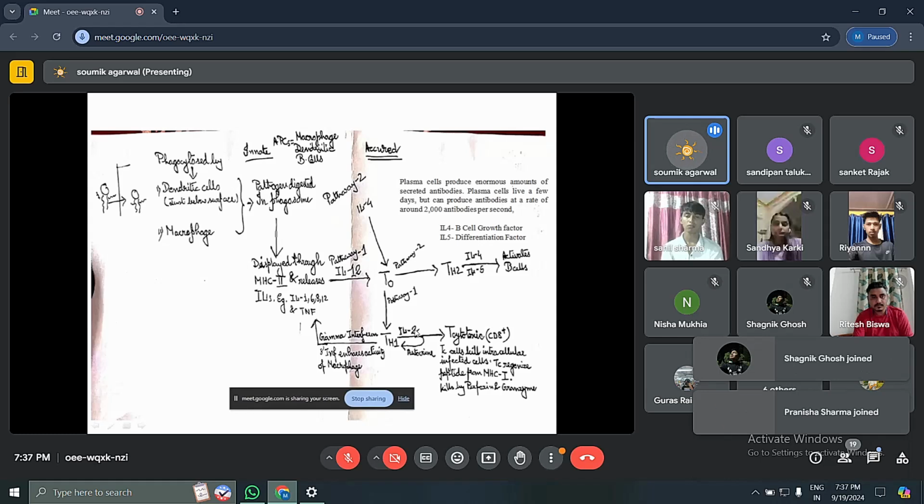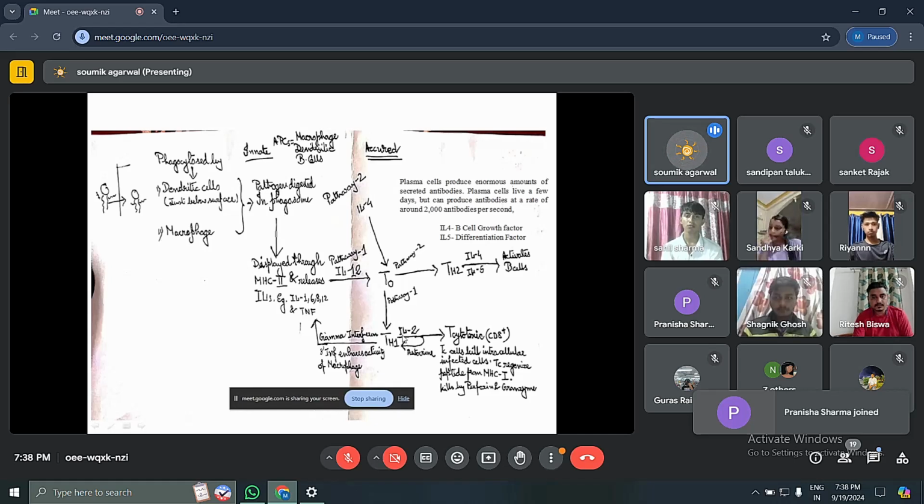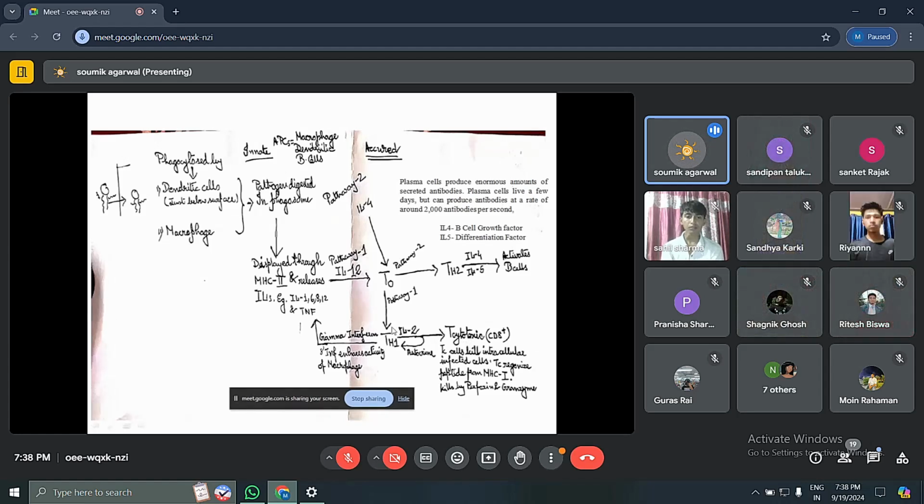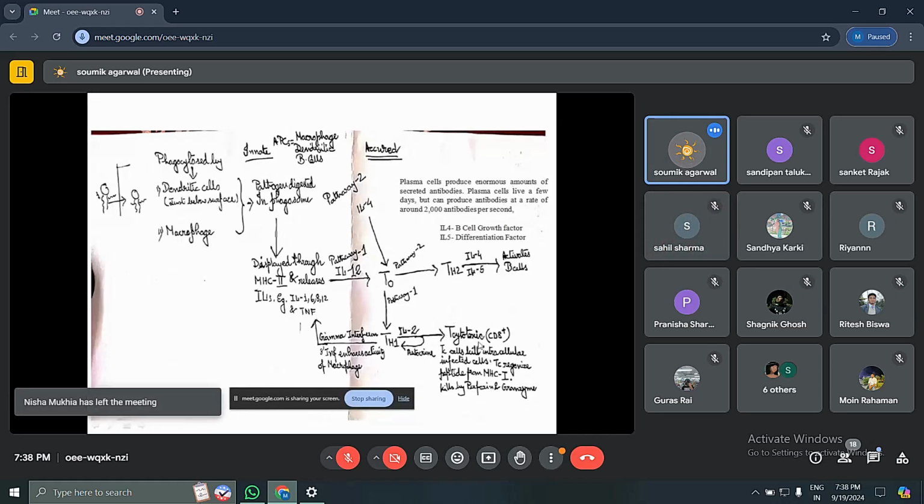Interleukin 2 has two functions. Either it acts on itself, that is the autocrine function, or it will act on other T cells, that is CD8 positive T cells. Don't confuse this to mean that these Th cells will get converted into T cytotoxic cells. No, this is a different cell. It is secreting IL-2 and it is acting upon these cytotoxic T cells, or CD8 positive cells.